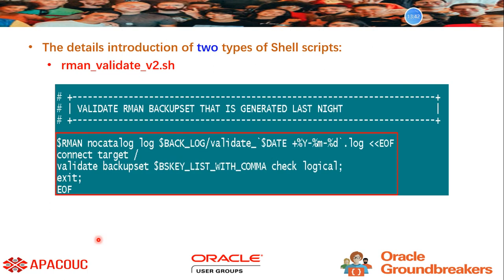Well, it's the fourth one. This is a very important portion in my shell script, RMAN validate version 2.sh. The statement validating entire RMAN backup sets is: validate backupset BSK list with comma check logical. Luckily, validate supports an RMAN backup set list separated by commas. At this moment, you should understand my preceding method.